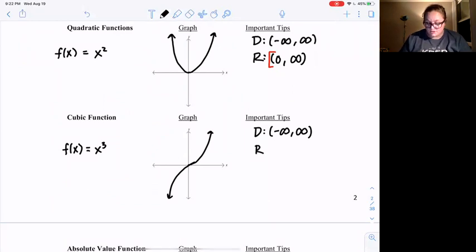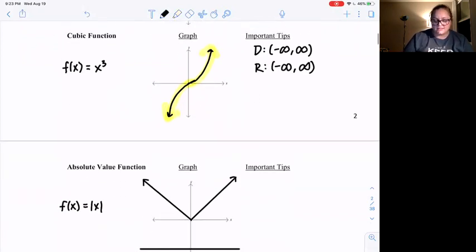The range, oops, I said that backwards. The domain is staying the same. The range is going to go back to negative infinity and positive infinity, similar to what it was in the linear function. Now, when you have a cubic, it does kind of have this curve to it. And I remind students that this kind of looks like a John Travolta or a disco. So I always say that this is the disco graph.